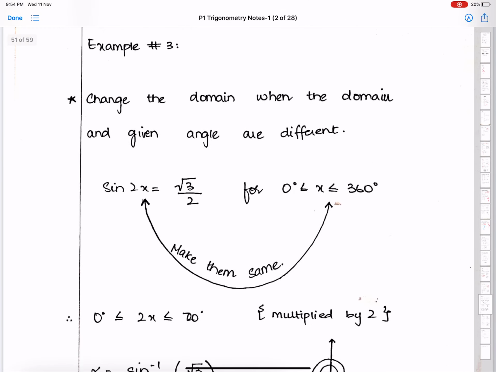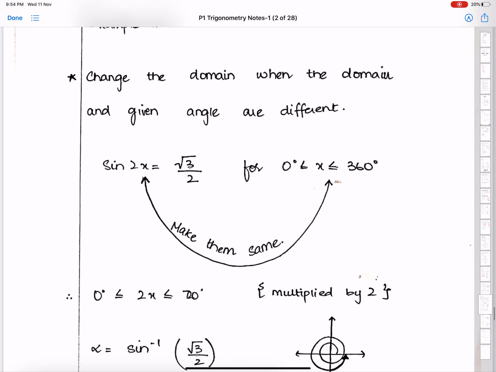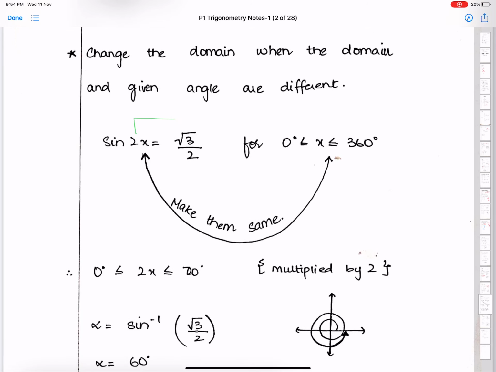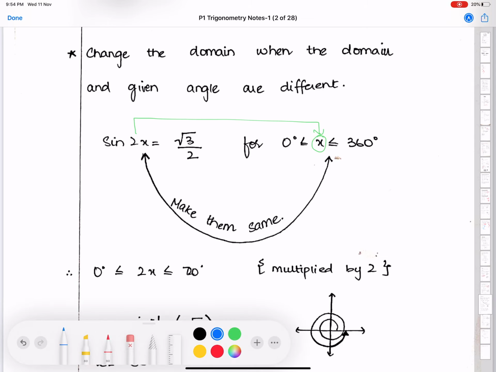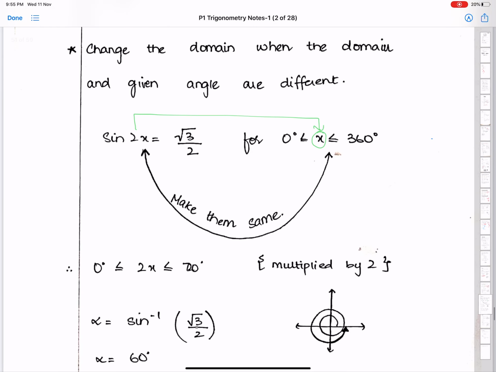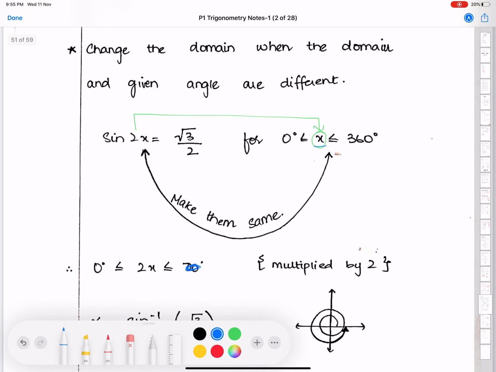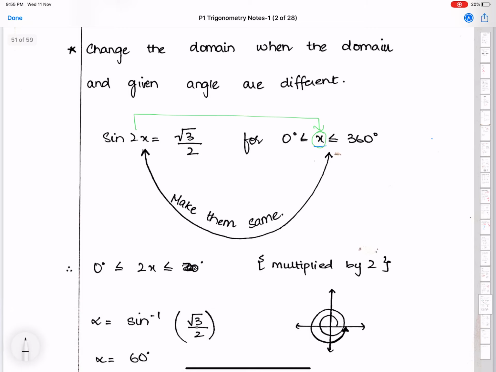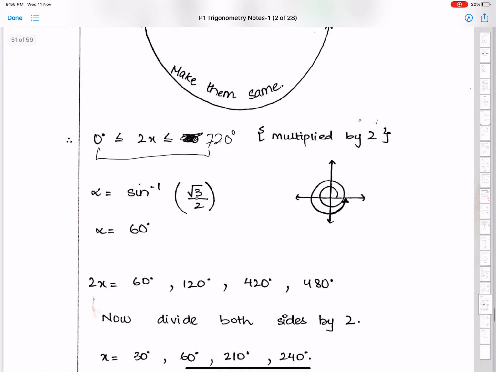Example 3, change the domain when the domain and given angle are different. See, this is 2x and this is x. Now we need to make this 2x. So when we multiply this by 2, we get, let me correct this, 720. So the range is 0 to 720. The domain is 0 to 720. That means you need to work twice.